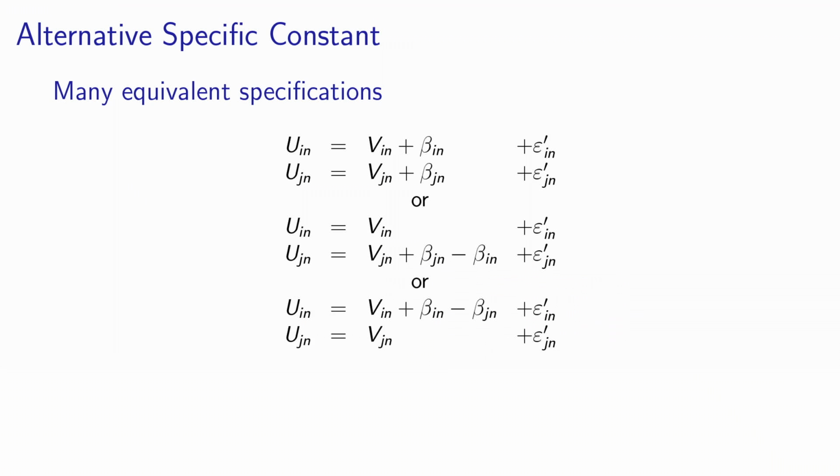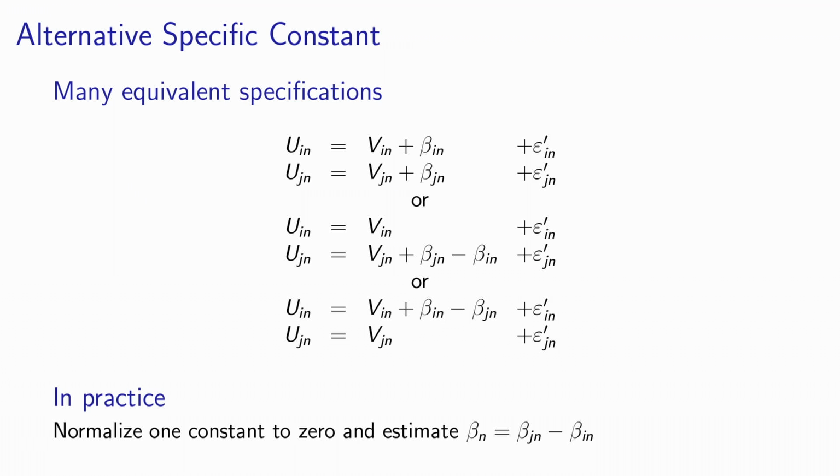And it's also completely equivalent to this one, which is to add the difference between the mean to the utility I. All those specifications are completely equivalent, and in practice what is generally done is to normalize one constant to 0 and to estimate beta n, that is the difference between beta jn and beta in.